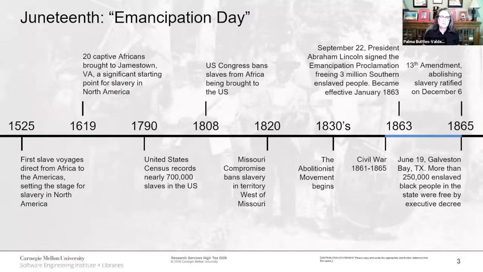Texans began celebrating Juneteenth the next year in 1866. You can do the next slide, please.